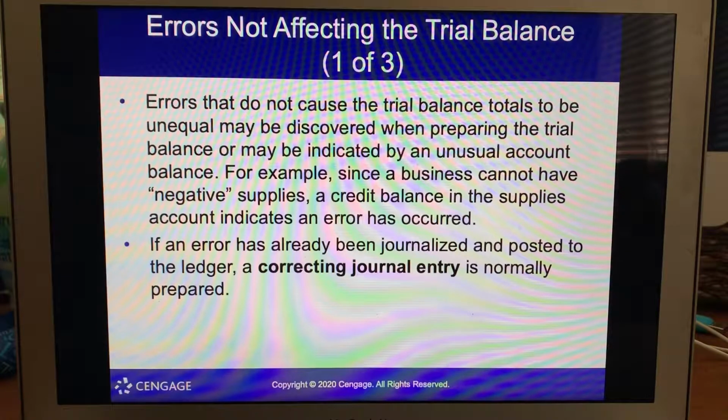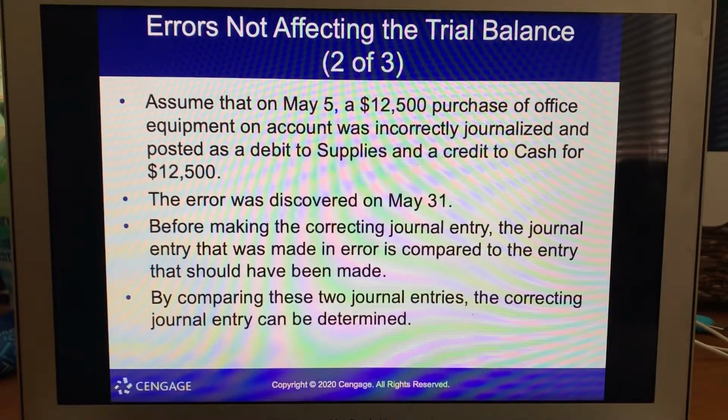If an error has already been journalized and posted to the ledger, a correcting journal entry is normally prepared. So those are definitely done. Assume on May 5th, a 12,500 purchase of office equipment on account was incorrectly journalized and posted as a debit to supplies and a credit to cash for 1250. So the error was discovered on May 31.